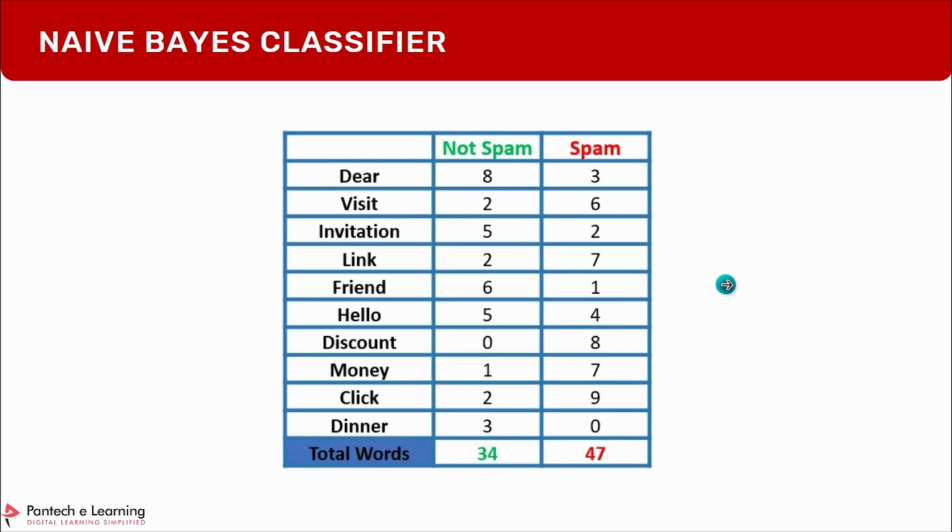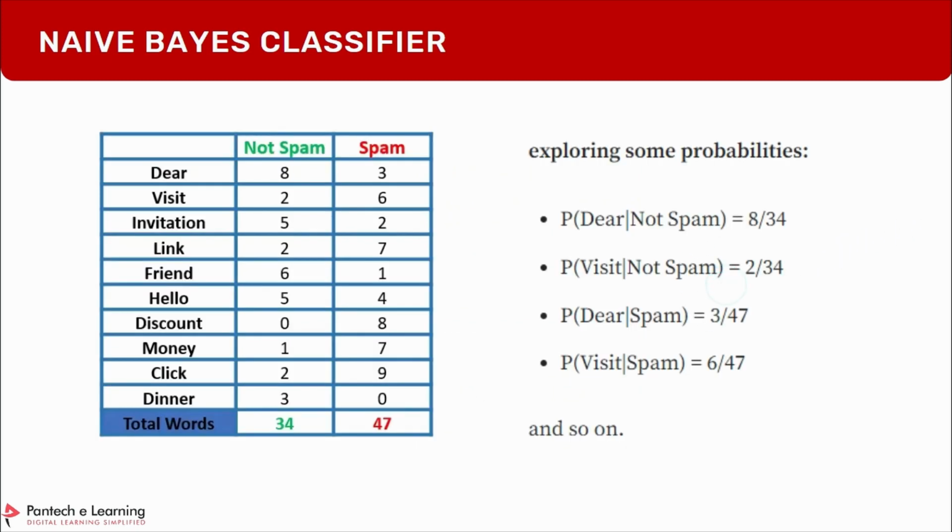With this, if you go with the naive Bayes classifier, it will calculate the probability. For example, this is just for the first 4. See here, for "dear" in not spam, you get a value. How will you get it? 8 divided by 34 is the probability for "dear" to fall into not spam. For the word "dear" to fall into spam, the probability will be 3 divided by 47. Like that for visit, and next till dinner, you will be calculating. It will be calculated in the backend, and so on till the end.